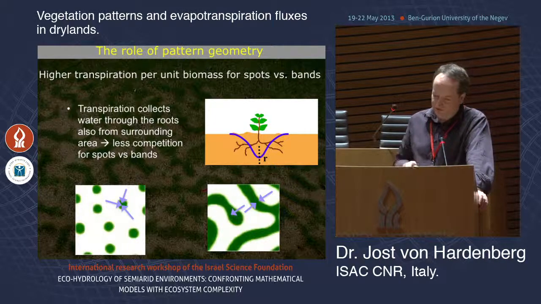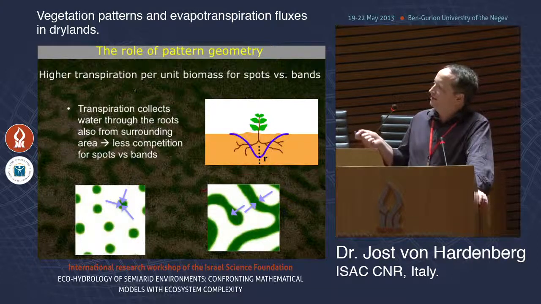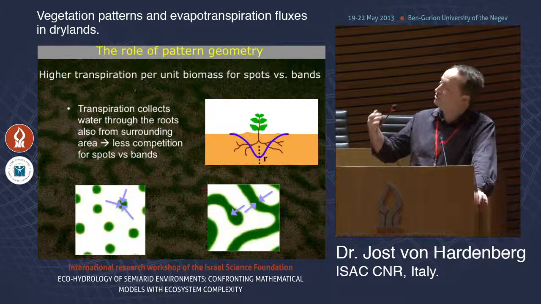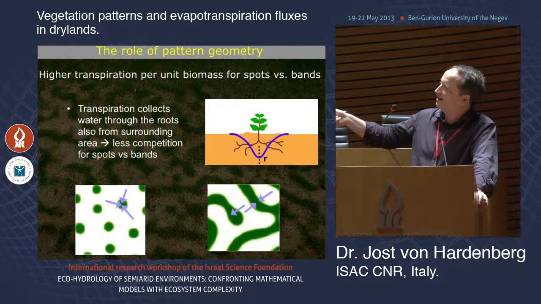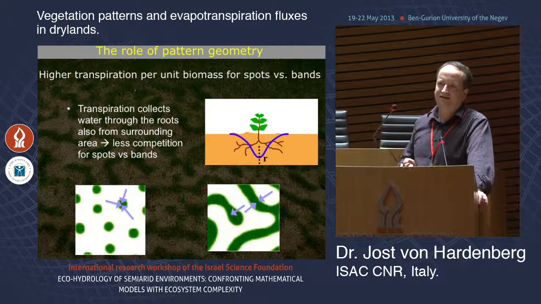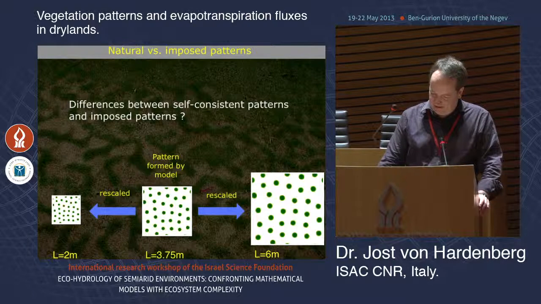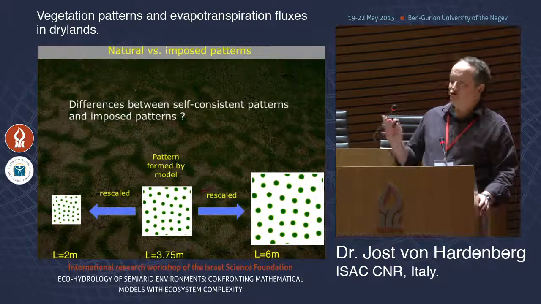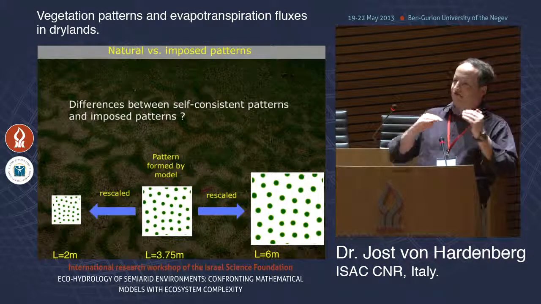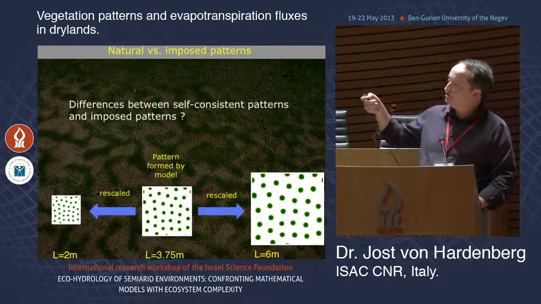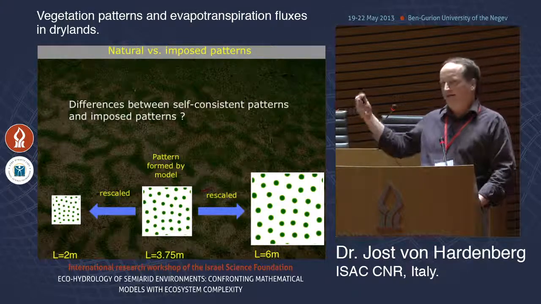the root zone feedback. If you think of a single spot, it will have less competition from surrounding spots compared to a band. A band can take water only from two sides, but it will feel the effect of other vegetation around it in the other direction. So this explains why, at the same level of average biomass, there could be a difference in terms of transpiration between a spot pattern and the banded pattern.